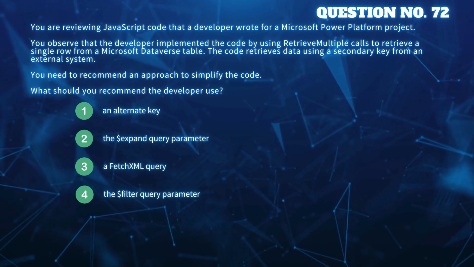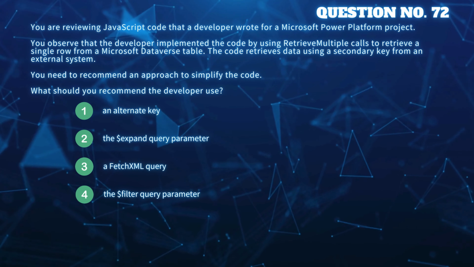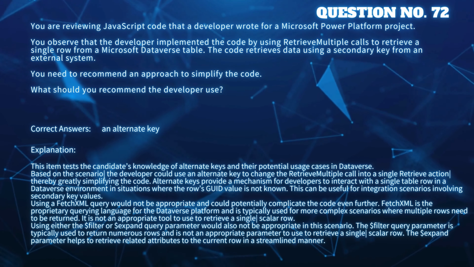What should you recommend the developer use? Option 1, an alternate key. Option 2, the $expand query parameter. Option 3, a fetch XML query. Option 4, the $filter query parameter. Correct answer, an alternate key. Explanation: this item tests the candidate's knowledge of alternate keys and their potential usage cases in Dataverse.